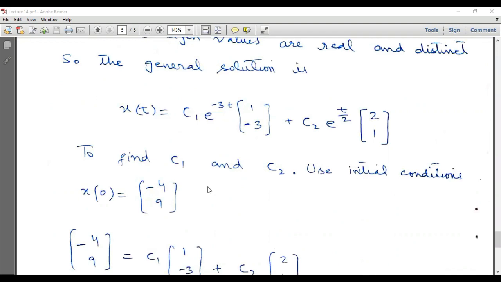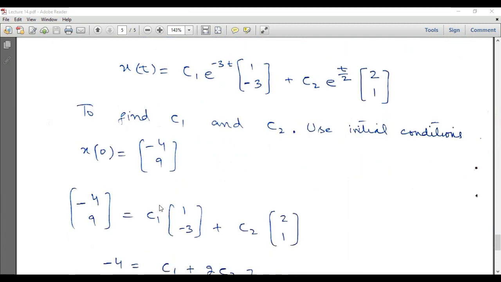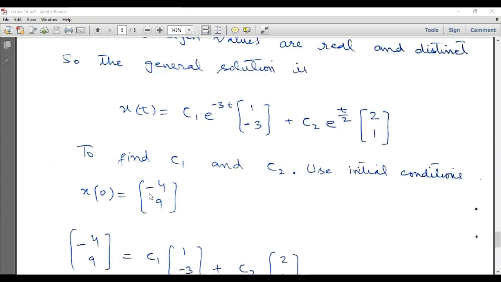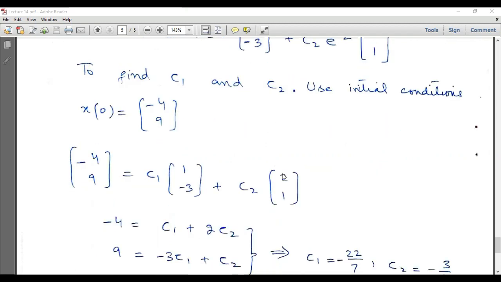Now we will find c1 and c2 based on the initial conditions. This is our initial conditions vector: x(0) is equal to minus 4, 9, and let's put this initial condition in this equation. So minus 4, 9 is equal to c1 times 1, minus 3, because t is 0, so e raised to power 0 will be 1, plus c2 times 2, 1.